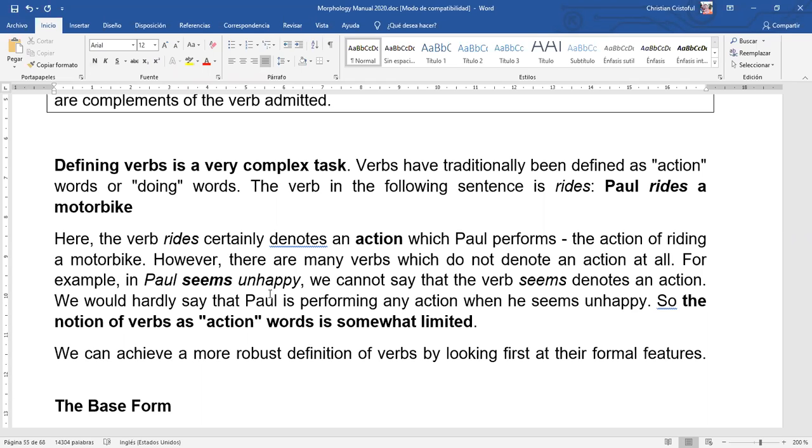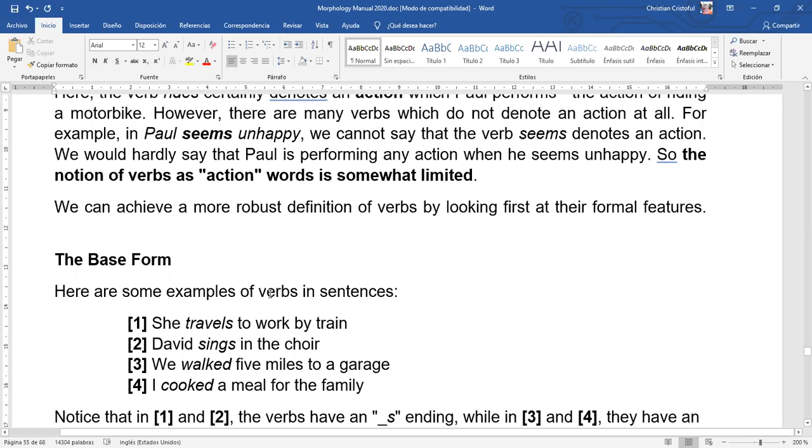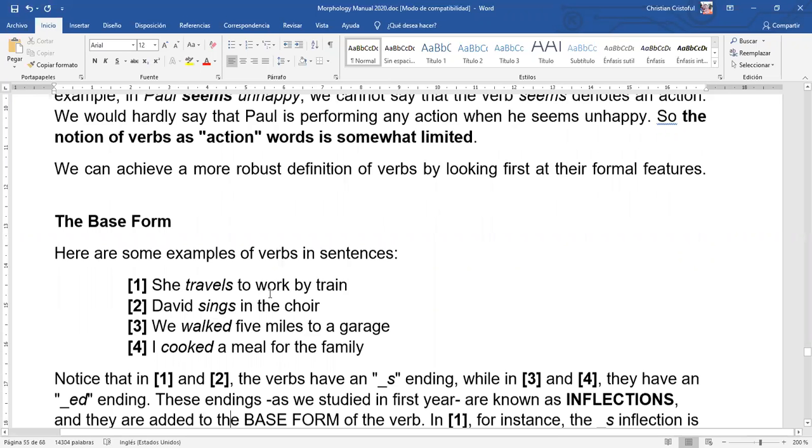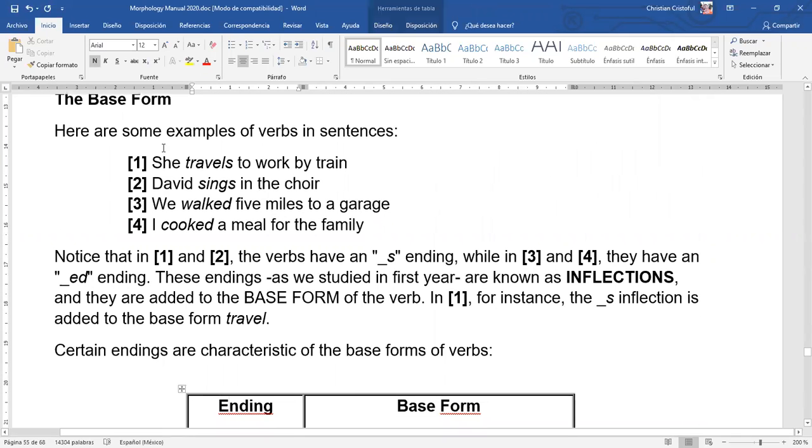In order to define better what verbs are, we need to segment the verbs into pieces. And we have, for example, the base form. What is the base form? You always have this in British textbooks, like Headway, for example, when you teach English. The base form. Here are examples of verbs in sentences. She travels to work by train. David sings in the choir. We walked 5 miles to a garage. I cooked a meal for the family.